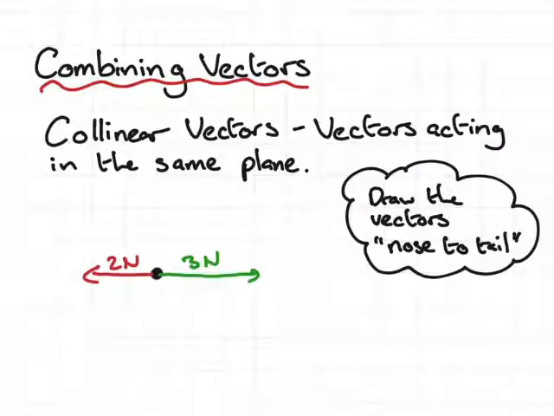If we look at a scenario where the two forces acting on a body are opposing each other, we need to take them away, and the nose-to-tail diagram would look something like this. We would be going 3 newtons in one direction, then 2 newtons in the opposite direction, which would leave a resultant of 1 newton, and that would be going to the right.